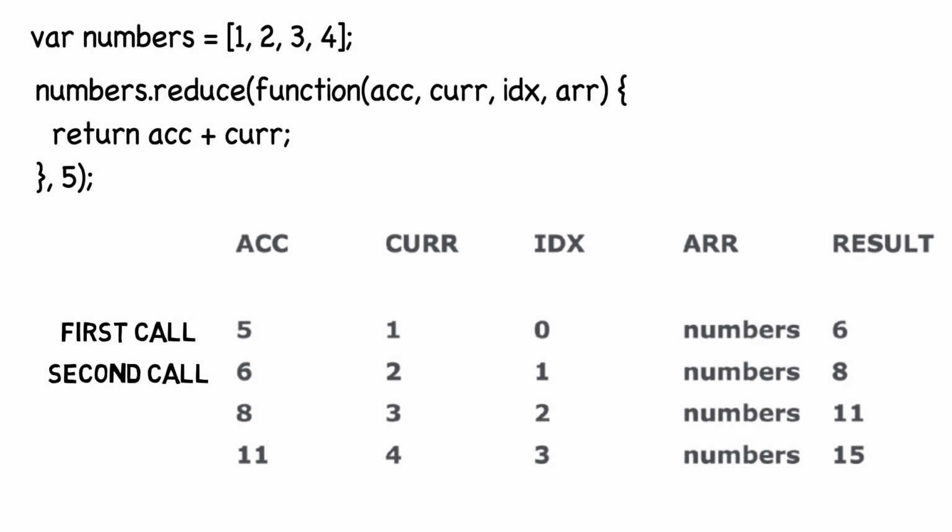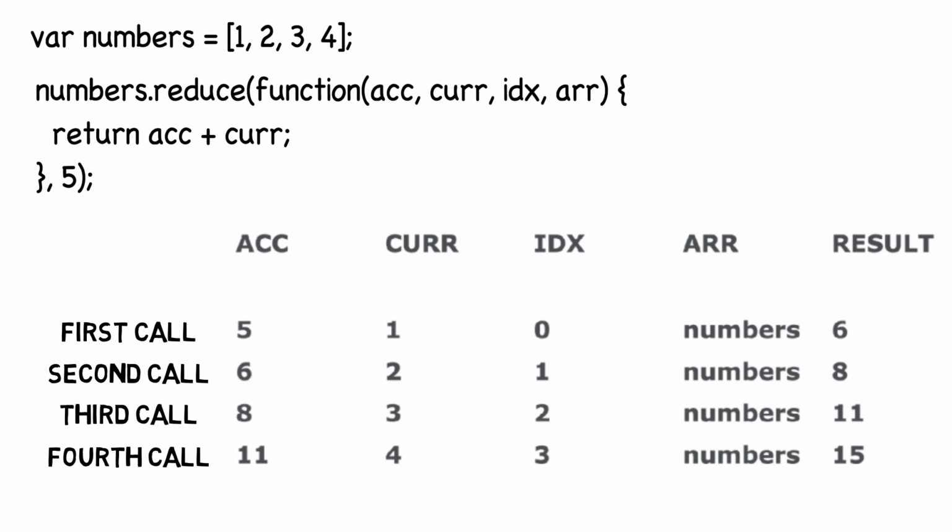When we go back to our accumulator, now with the value of 8, we'll add it to the current value of 3 at the index 2 in our array object with a result of 11. Finally, we'll go through one more time. Our accumulator has the value of 11 added to the current value of 4 at index 3 for a total of 15. There you go, a basic implementation of the reduce method on arrays.